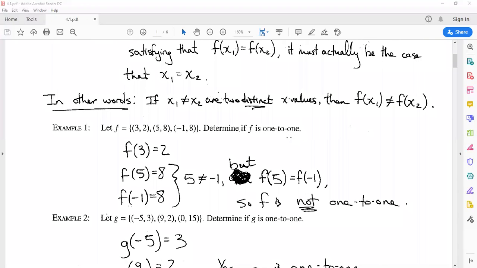So example 1 here gives us a function f that's just listed as 3 ordered pairs. And from there we can read off that f of 3 is 2, f of 5 is 8, and f of minus 1 is also 8. Oh, but 5 does not equal minus 1, but f of 5 and f of minus 1 are both equal to 8. So this is an example of a function that is not one-to-one.